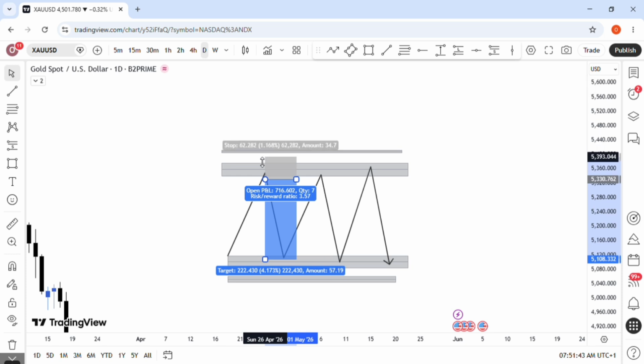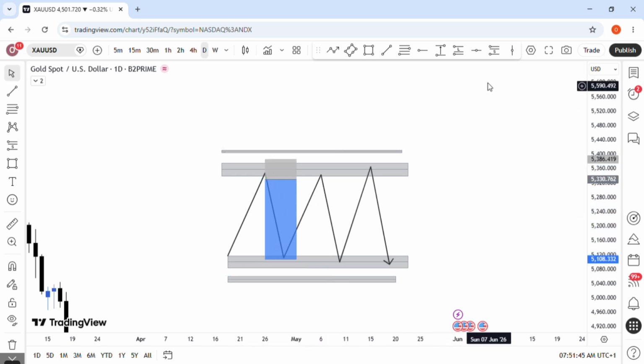Put the stop loss here. They will catch this movement. It will be sweet for them. They will enter again.